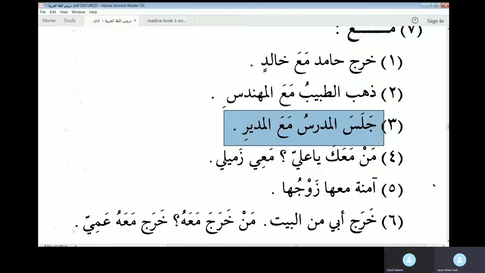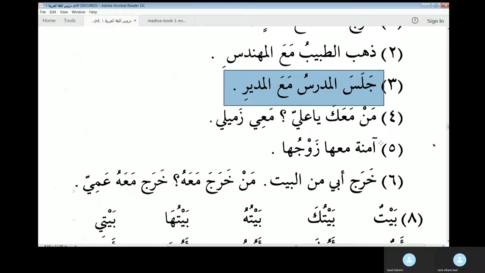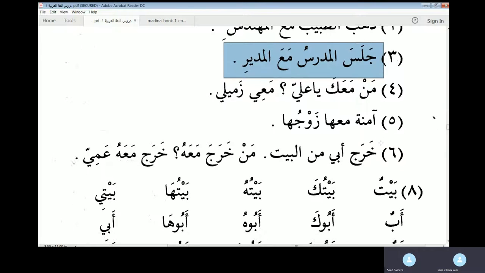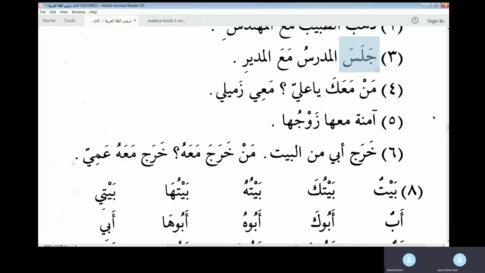Jalasal mudarrisu ma'al mudiri. The teacher is sitting with the principal. Jalasa is past tense, so the teacher sat with the headmaster.